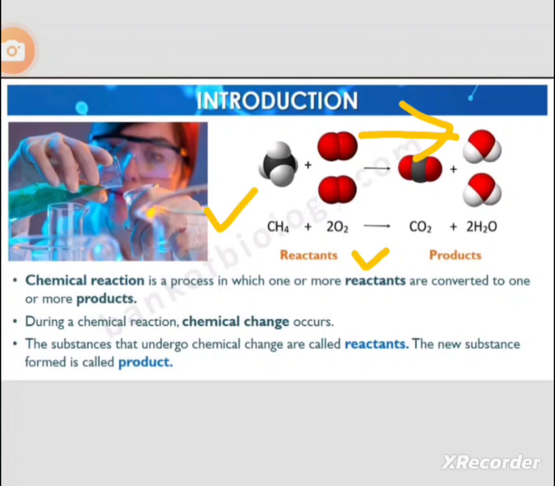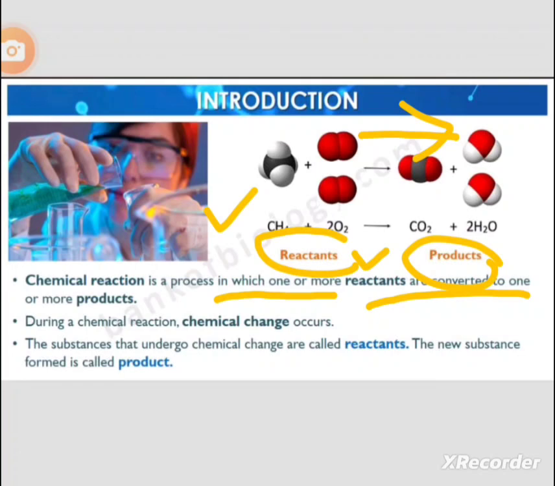Now, let's read the point. The chemical reaction is a process in which one or more reactants are converted into one or more products. That is, one or more reactants are converted into products. So that reaction is called a chemical reaction.